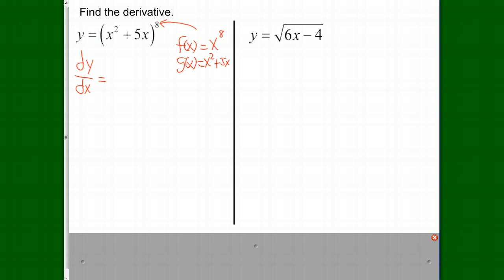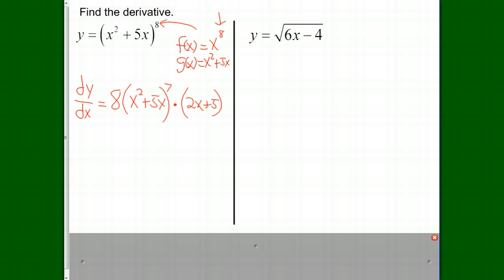According to the chain rule, you take the derivative of the outside function. That's function f. So that exponent of 8 gets multiplied out in front. You keep the inside function the same. And then we decrease the exponent by 1, since we're taking the derivative of this x to the 8th. That's the derivative of the outside part. Then we multiply by g prime, which is the derivative of the inside function. The derivative of x squared plus 5x is 2x plus 5. And that's it. That's the chain rule.